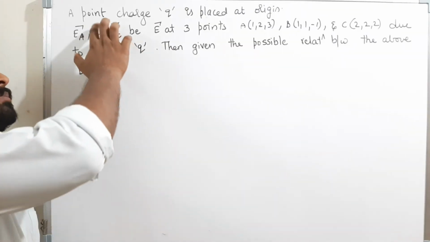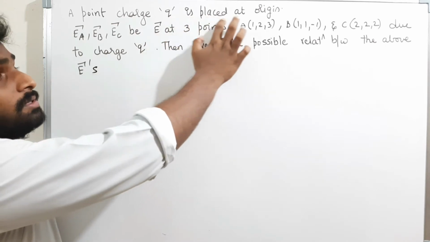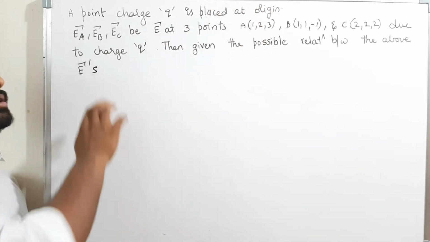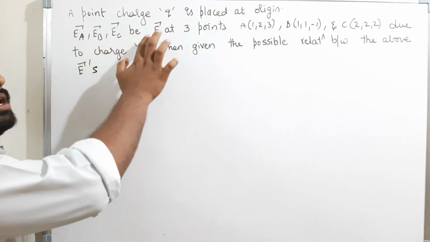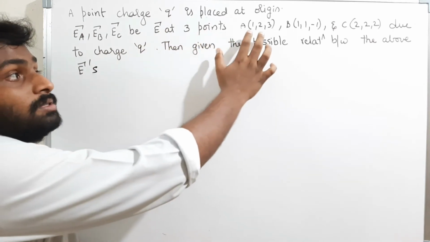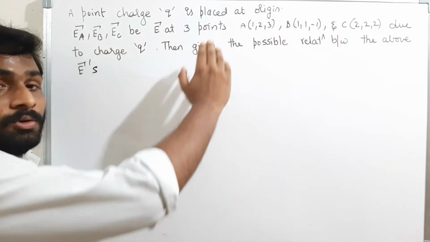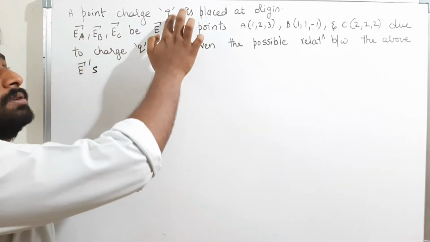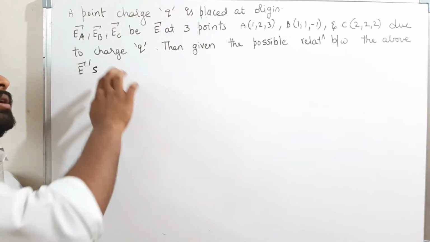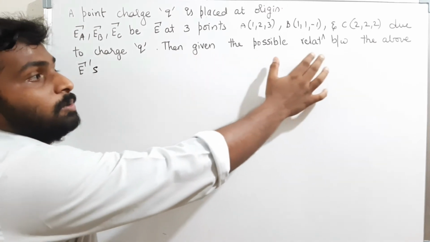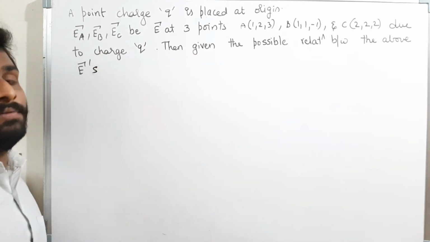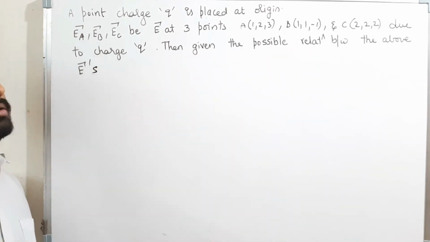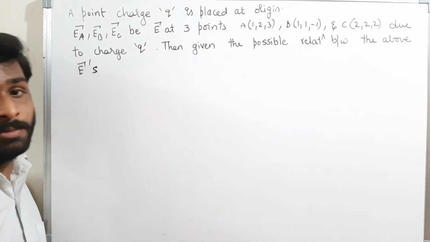Okay, see this question. A point charge Q is placed at the origin. EA, EB, EC are the electric fields at three points A, B, C, given by their coordinates. At those points, the electric fields are EA, EB and EC because of this charge. Now give the possible relations between the above electric fields. What are the possible relationships between them?